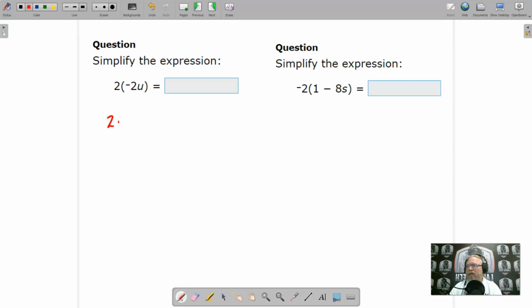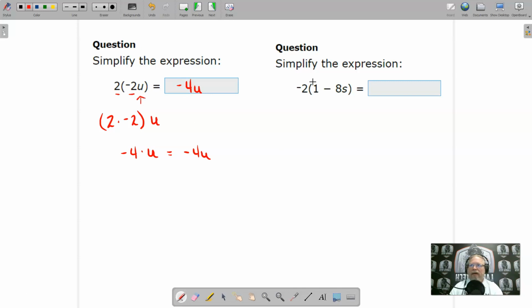So let's go ahead and reassociate the negative 2 with the constant of 2 over here, and the u is now outside here. Now negative 2 times positive 2 is negative 4, and now we have times u, so we end up with negative 4u. So negative 4u is our final answer. Again, most people just say 2 times negative 2 is negative 4, and the u goes along for the ride.